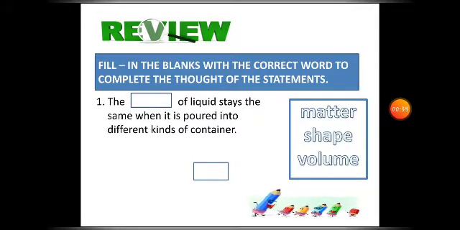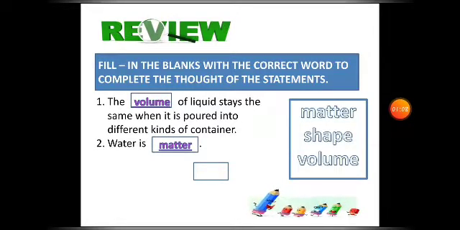The blank of liquid stays the same when it is poured into different kinds of container. What is our answer for this? Very good. That is volume. Next, number 2. Water is blank. What is your answer for this? Very good. Water is matter. And lastly, liquid takes the blank of its container. Of course, we only have one answer, which is shape.